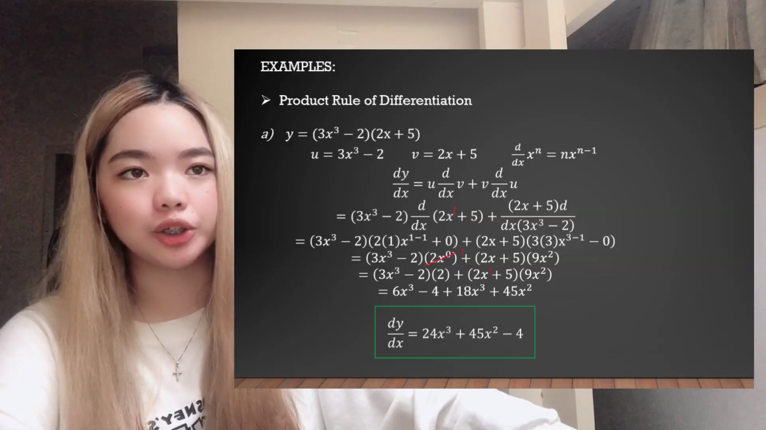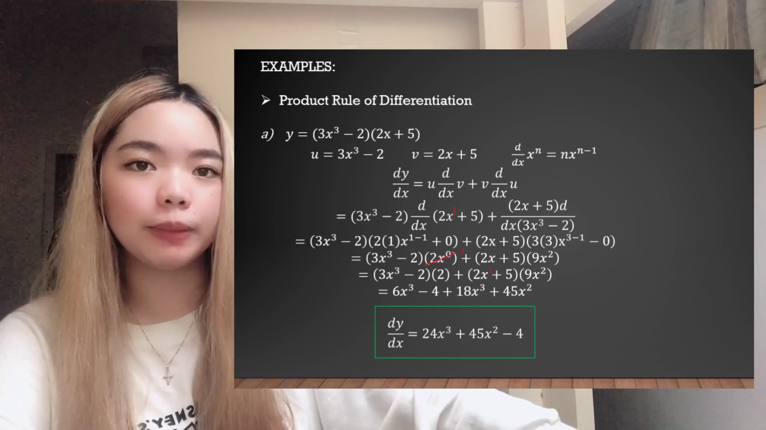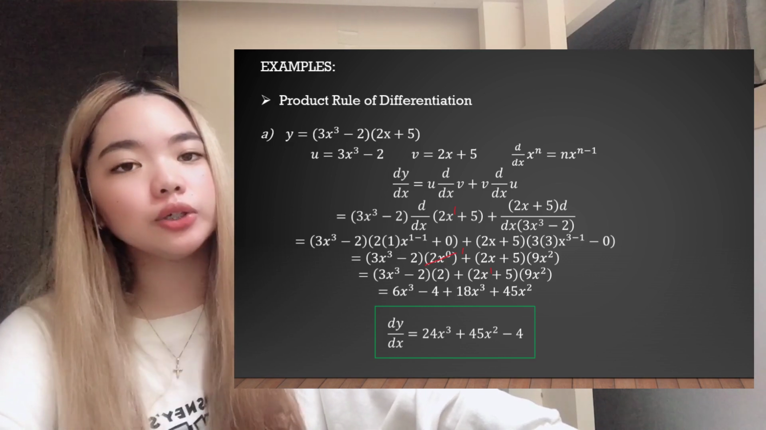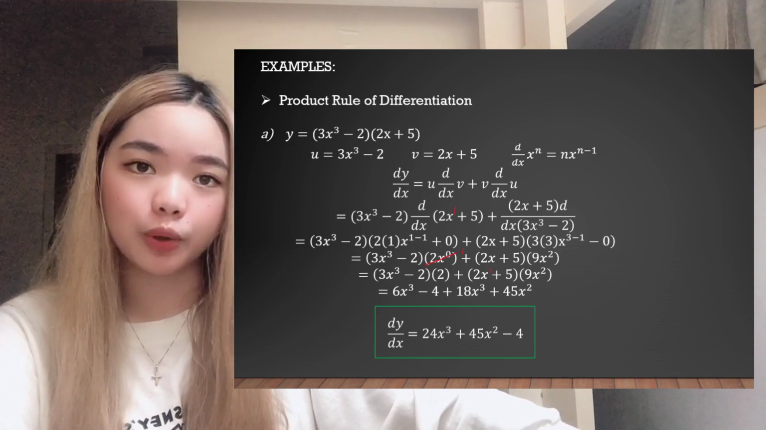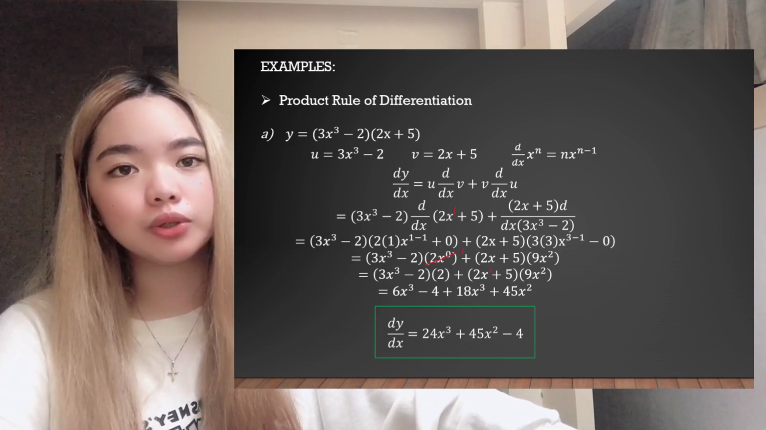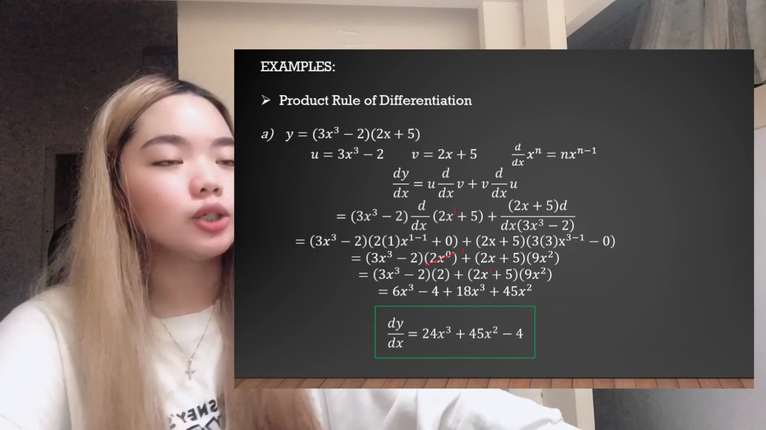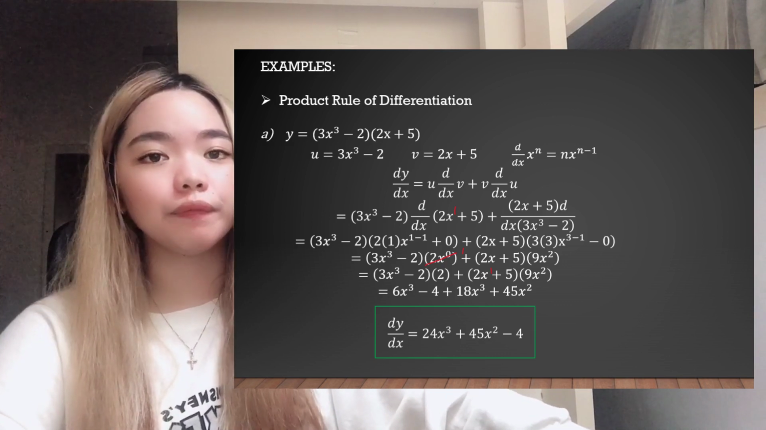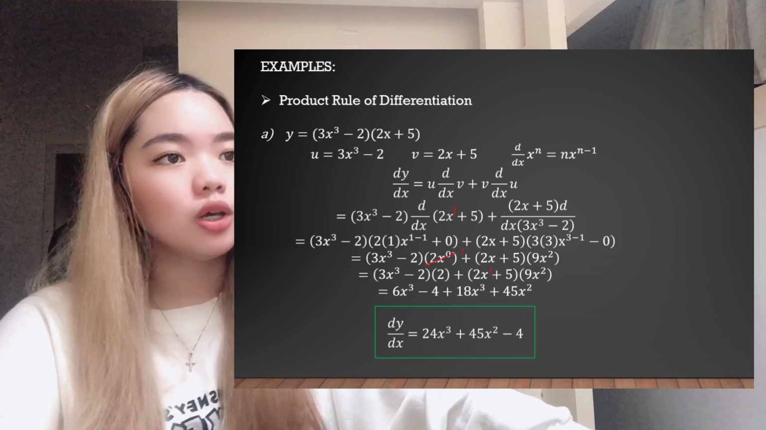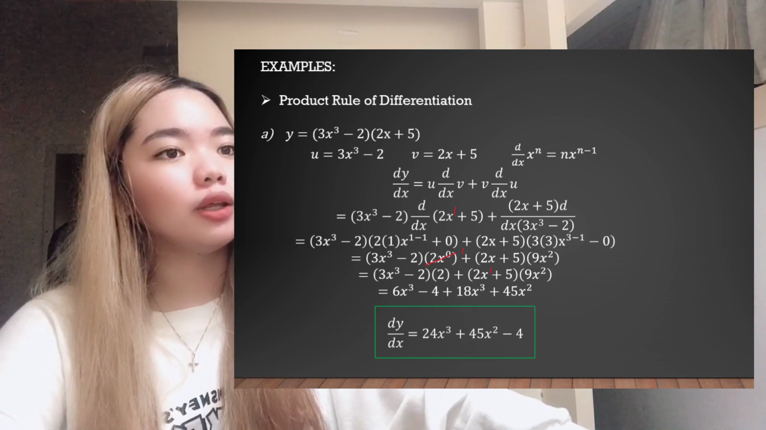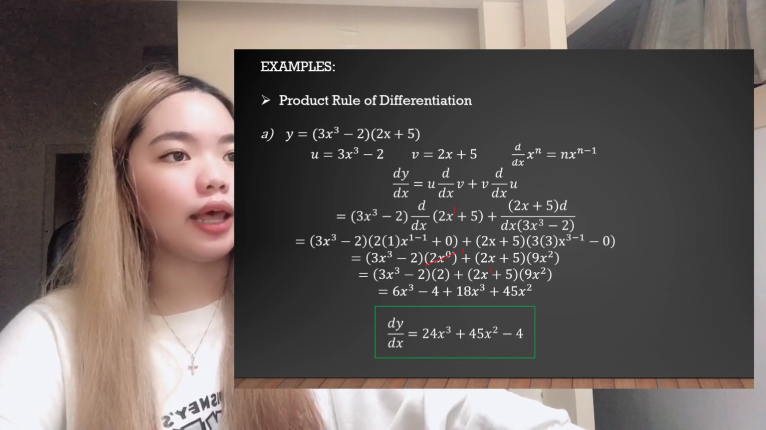Differentiation, we have this question. We have y equals 3x raised to 3 minus 2 multiplied by 2x plus 5. To answer this question, we first have to get our functions: the first one is 3x raised to 3 minus 2, and the second function is 2x plus 5. Here, we just have to drop down the product derivative formula using the values, and then substitute the values. After that, we get the derivatives of the functions.